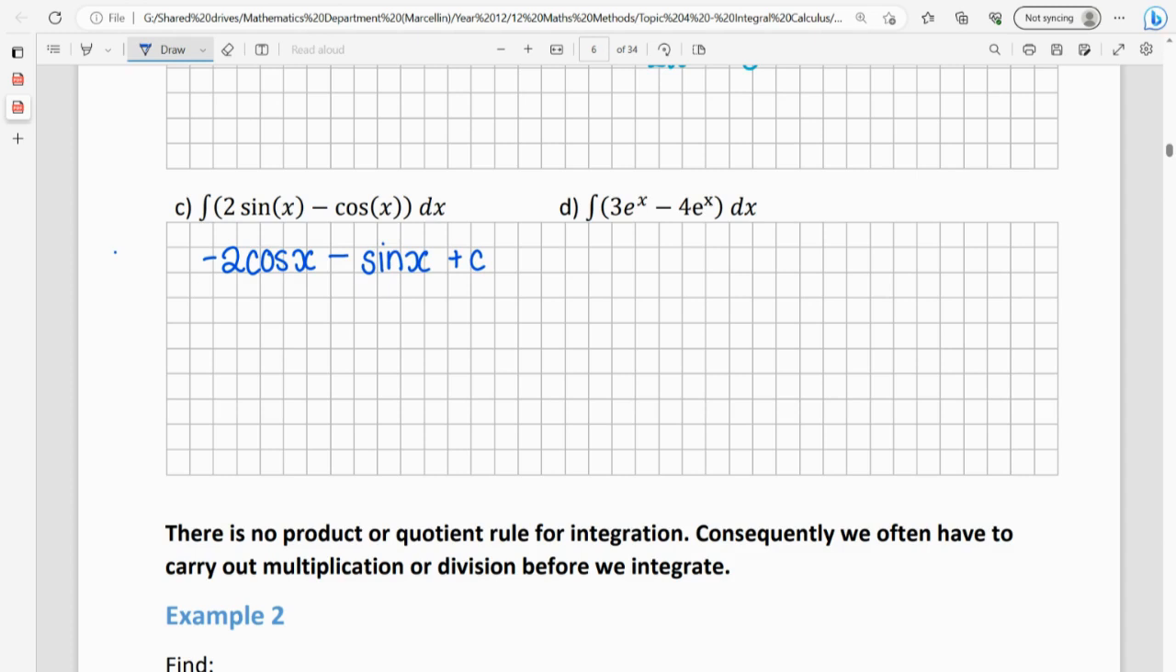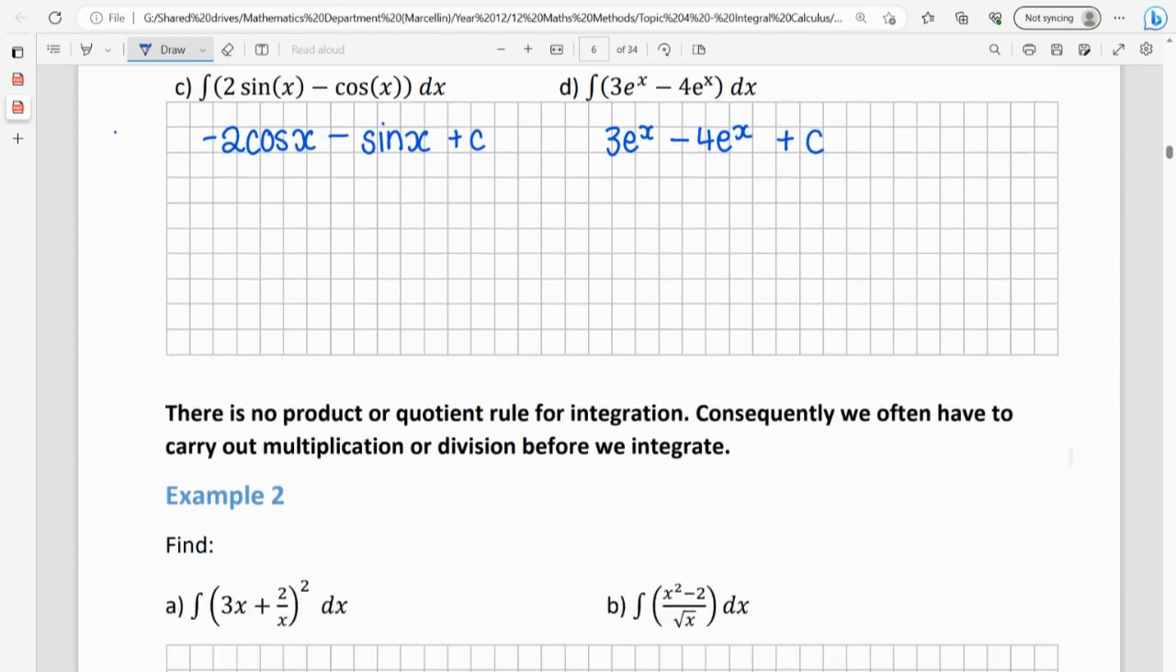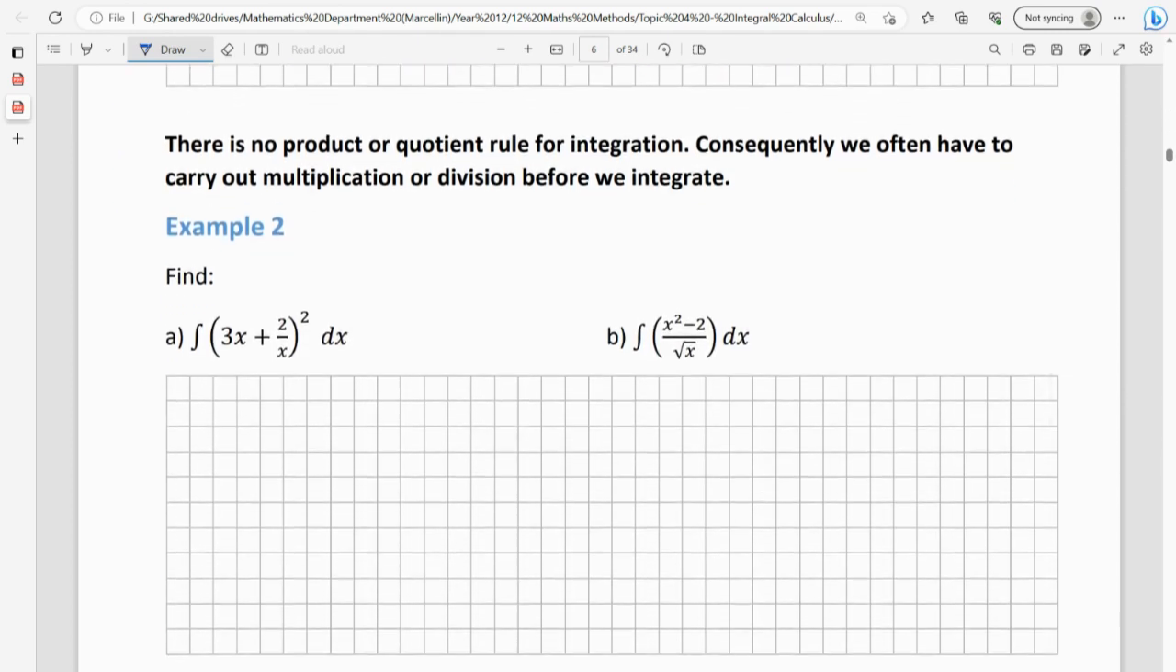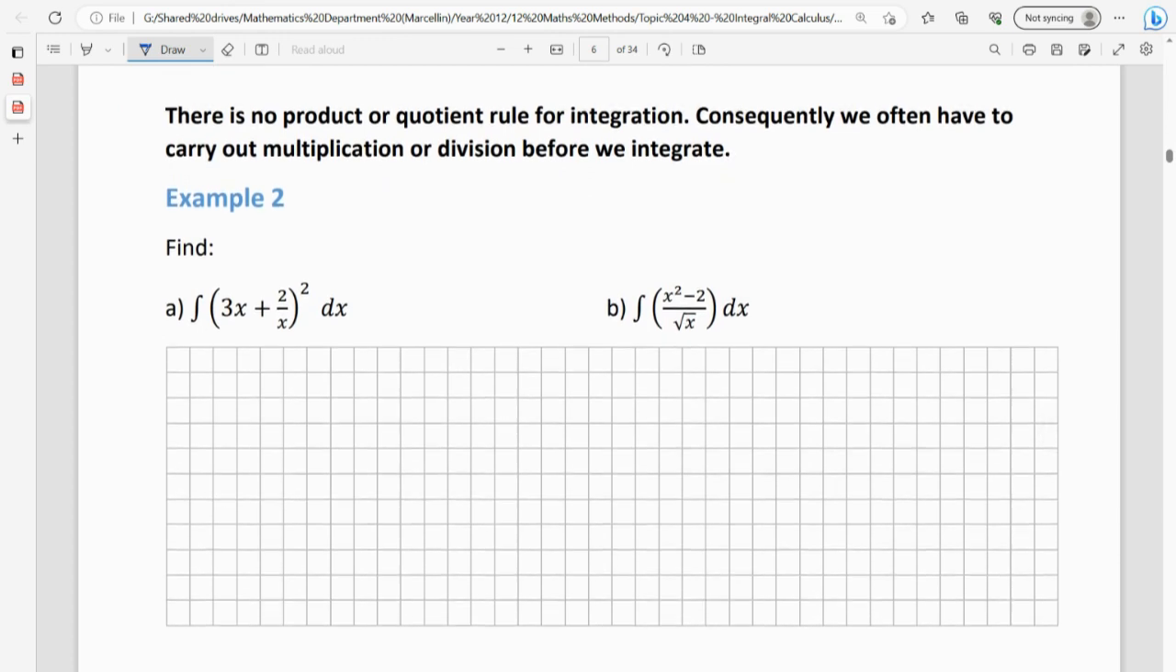Okay, if we look at this next one, 3e to the x simply becomes 3e to the x because e to the x goes to e to the x. And take 4e to the x, same deal. It's just going to be -4e to the x, and we add on a c. Okay, so there's some basic ones done. Let's do some more. They're going to be a little bit harder this time.